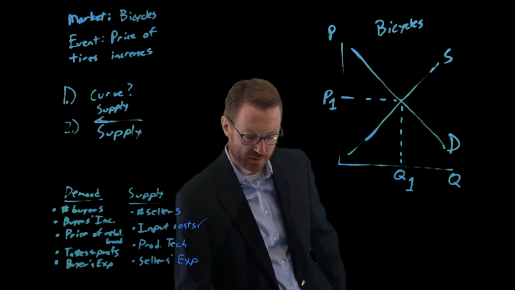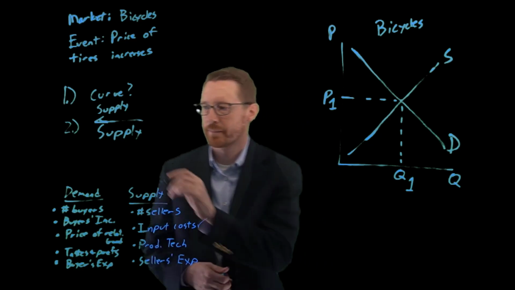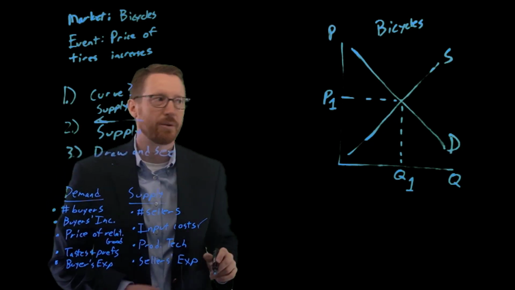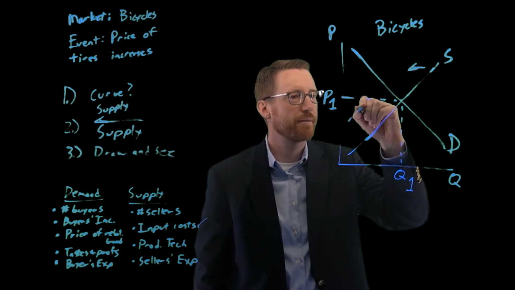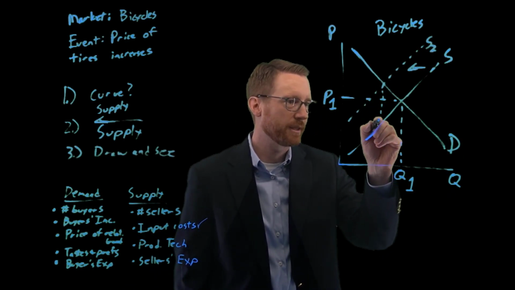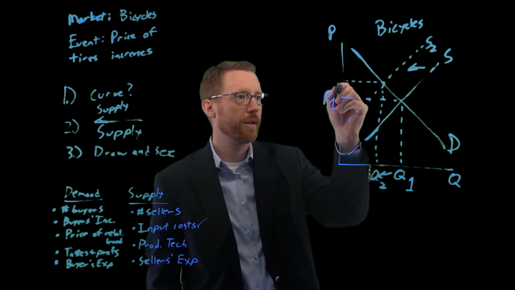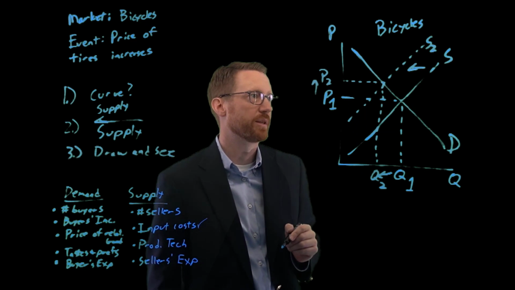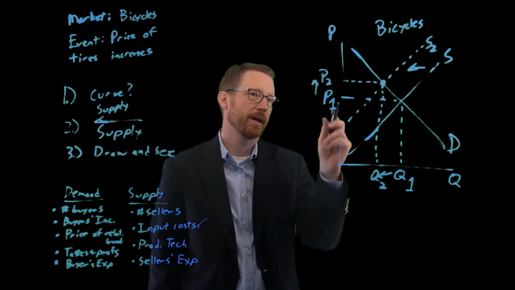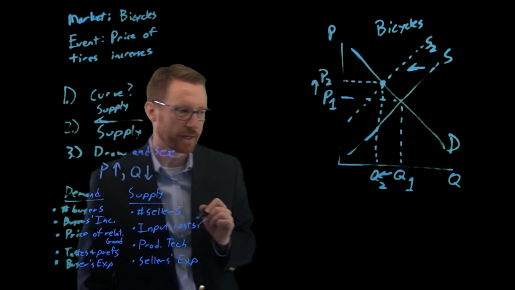Our third and final step is let's just draw it in and see what happens. This is the hardest piece of work, figuring out which curve and which direction. So the third step is draw and see what happens. What happens if supply shifts to the left? If supply decreases, not surprisingly, fewer bicycles are going to be sold. And why are fewer sold? Because prices have increased. So we shift the supply curve to the left, we find our new equilibrium point, and at that new point, we say, okay, what happened? Price increased and quantity decreased.